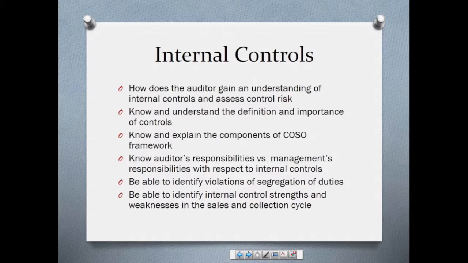Know segregation of duties, right? So remember how we went through that problem, where we had 10 tasks, three people, and you had to assign them so you do not create a violation of segregation of duties. And remember, it's important that with segregation of duties, the objective is to ensure that no one person can commit a fraud or an error and conceal it. Know what important controls should be in place for the revenue and collection cycle.